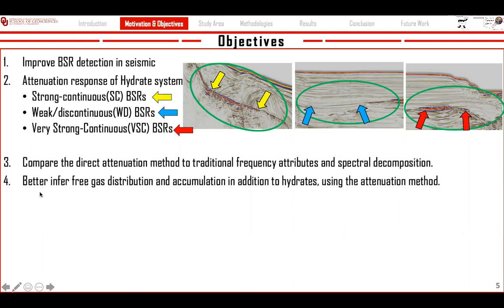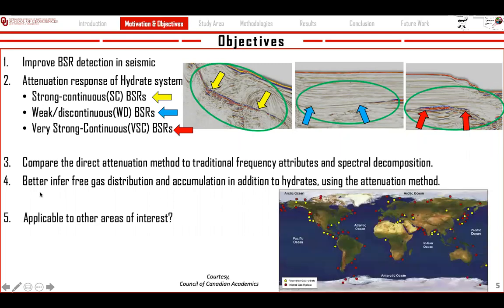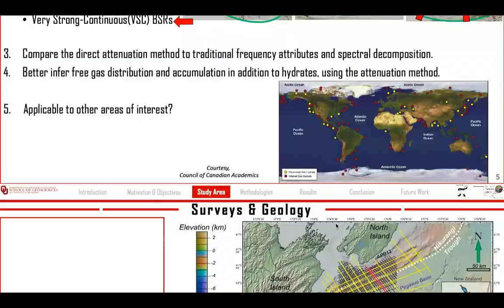Our next objective is to better infer free gas distribution and accumulation, in addition to hydrates, using this attenuation method. Then we would like to determine whether this attenuation method can be applied to other areas of interest where gas hydrates have been inferred to be found, such as in the Gulf of Mexico, and we will show that later on in this presentation.